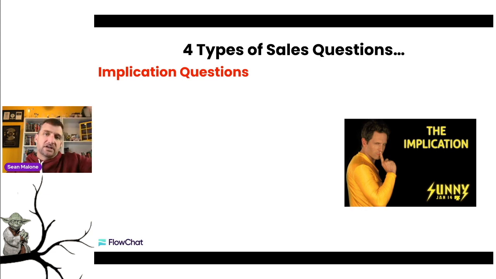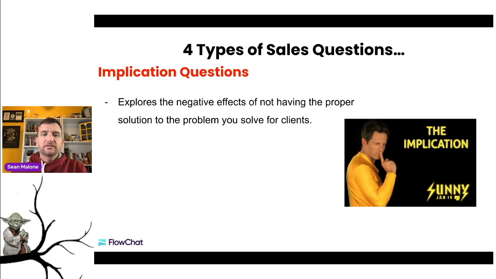We've got kind of the general overview. Now we've understood their problems, their technical difficulties. Let's talk about the implication or the impact that not having a right solution is going to cause. So the implication question explores the negative effects of not having the proper solution to the problem you solve for clients. Again, the negative effect of not having the proper solution. What is it for your prospect?